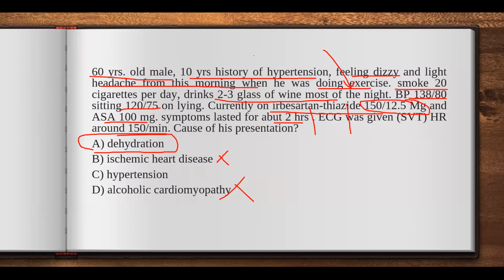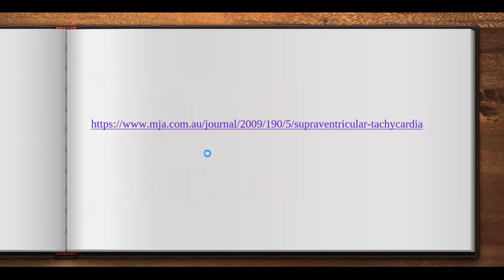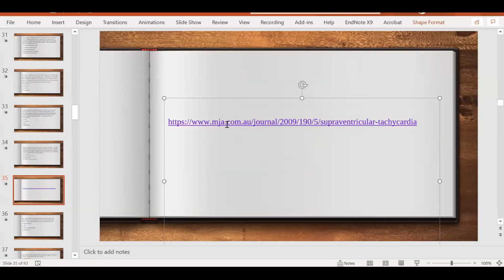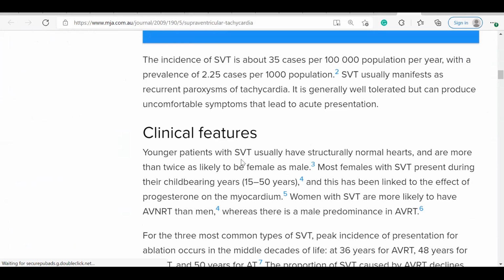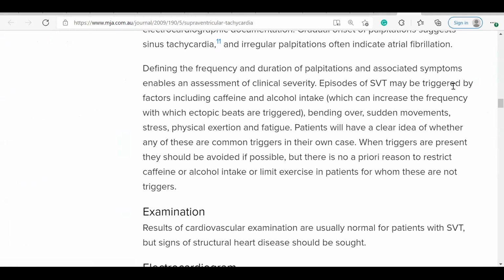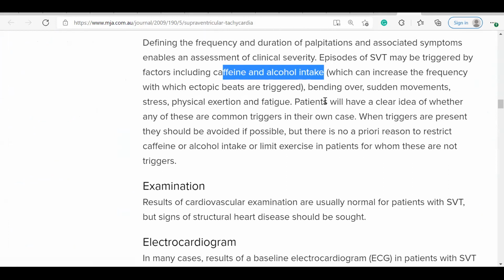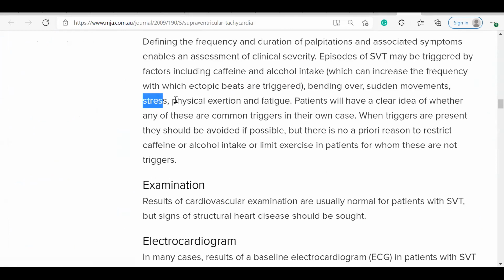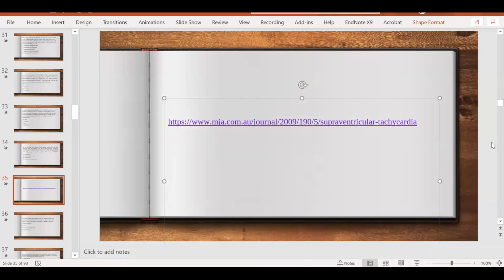Not only this drug, because this patient was on it for a long time, so why did it not cause this previously? That's the question. But on top of this drug, he's doing exercise. Maybe this exercise has triggered this SVT. If you look at one of the Australian guidelines, you will find that physical activity or exertion can induce SVT in these patients. Let's have a look. See, episodes of SVT may be triggered by factors including caffeine and alcohol, bending over, sudden movement, stress, physical exertion, and fatigue. So physical exertion sometimes can trigger episodes of SVT. That's the most likely reason, in my view, in this patient.